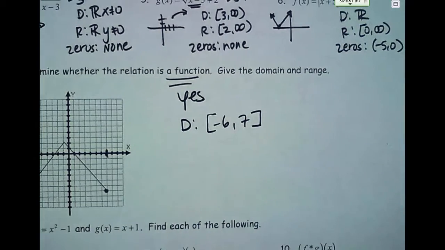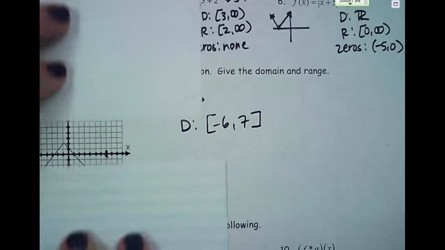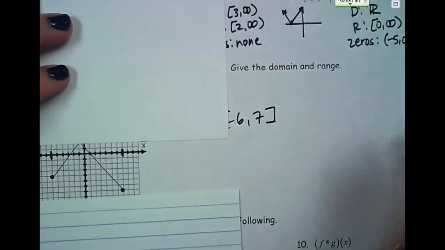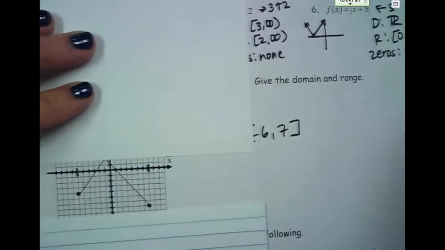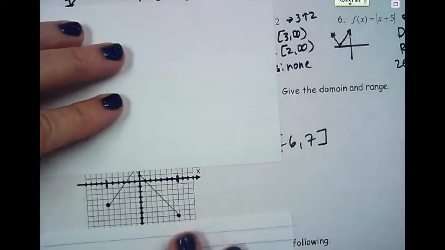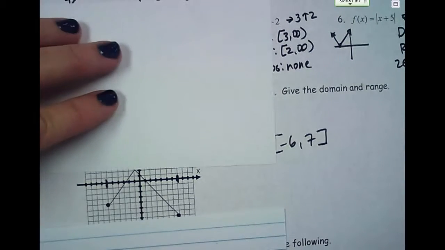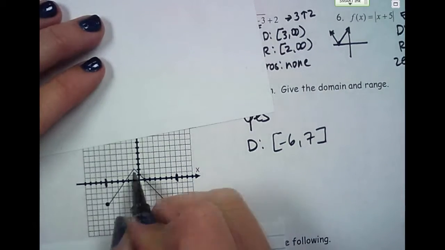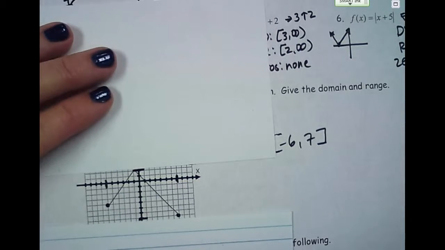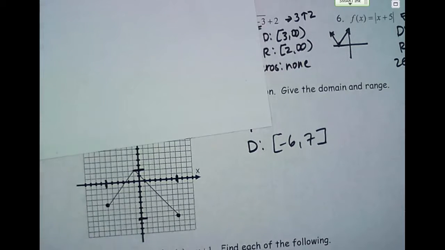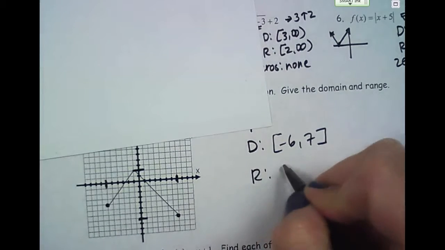For the range, you can go this way. Slide it up and down this way with your note card. If you slide it up and down this way, you're here to here, which is this mark to this mark. That's the window, which gives us -7 to 2.